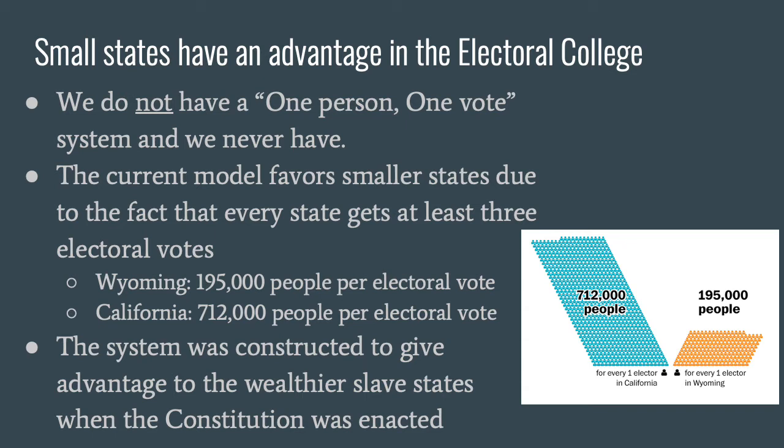And this shouldn't surprise us given that it's the United States of America, but the system was constructed to give advantage to the wealthier slave states, right? The wealthiest states in the country when the country was formed were the southern states because of the amount of money they made off of slavery. The northern states were much less wealthy during that period, and so those southern states not only were the wealthiest, but they also tended, outside of Virginia, to have a very small population, and so they wanted to make sure that their political power was going to be preserved.